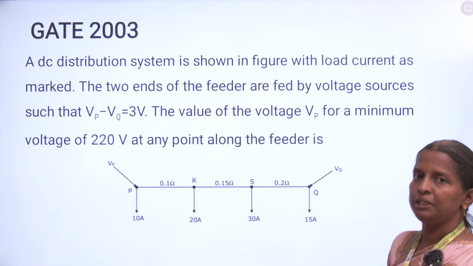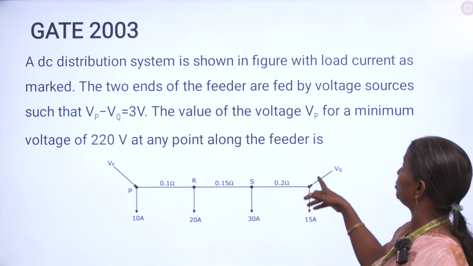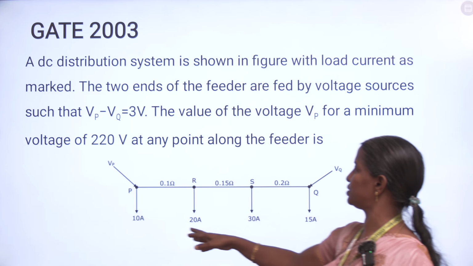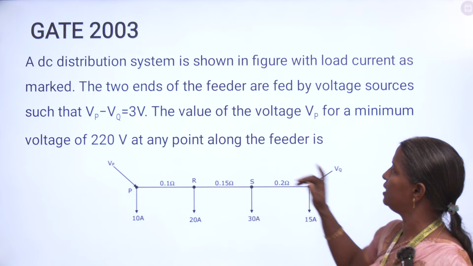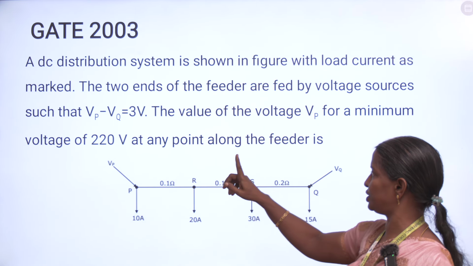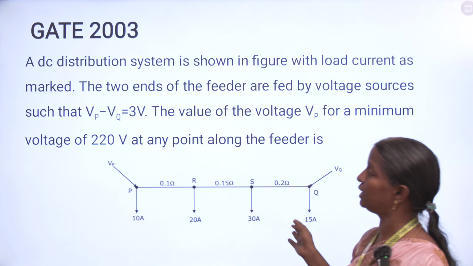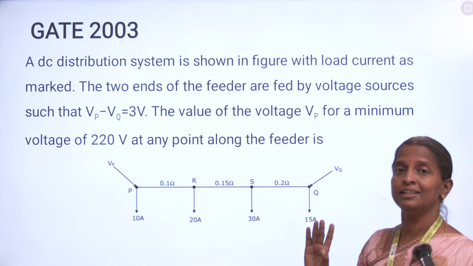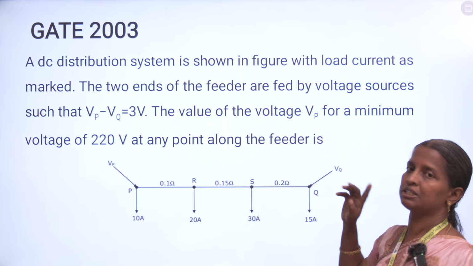And the next problem is a DC distribution system shown in the figure with load currents as marked. So 10 amps, 20 amps, 30 amps, 15 amps are given directly. The two ends of the feeder are fed by voltage sources such that Vp minus Vq equal to 3. That is, it is a DC distributor fed at both the ends with concentrated loading.